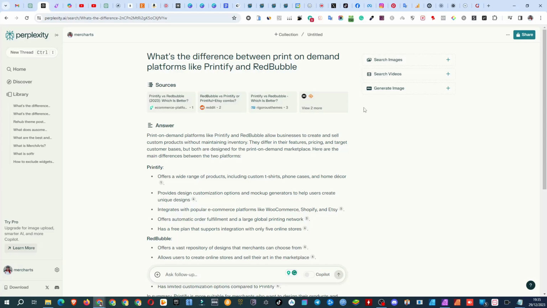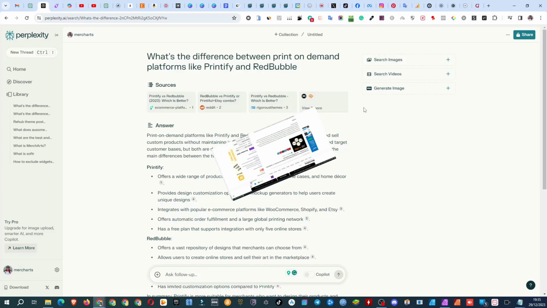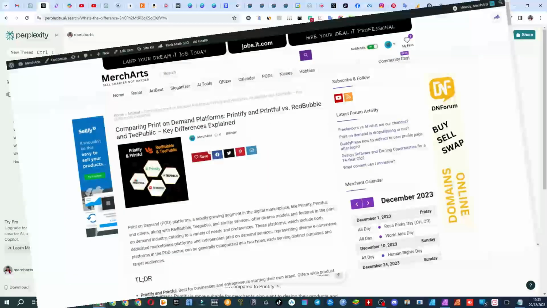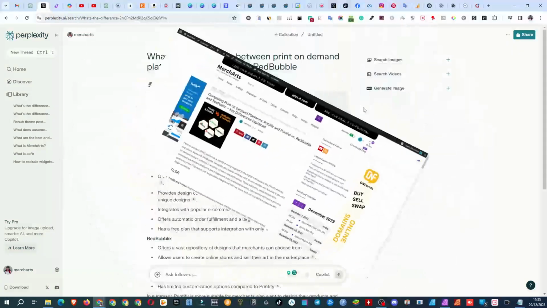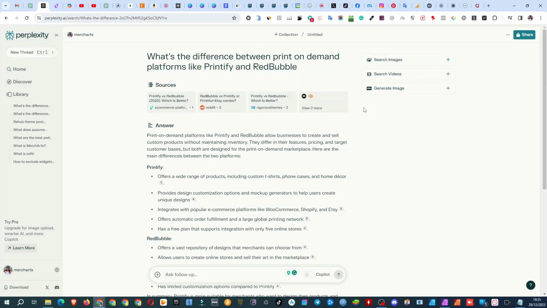Today I had to write an article about the differences between print-on-demand platforms like Printify and RedBubble. I'm quite familiar with this topic, but who doesn't use AI assistants these days? To delve deeper, I decided to use Perplexity, which is excellent at searching the net.